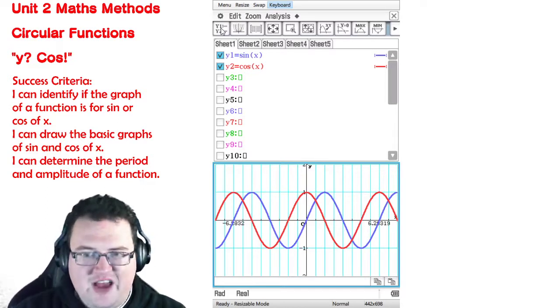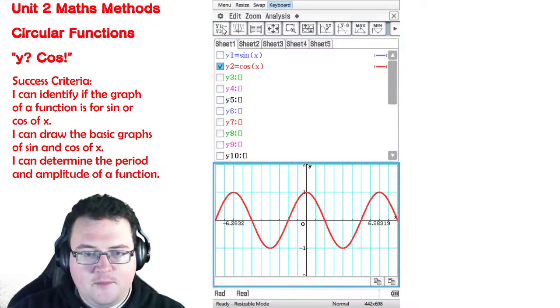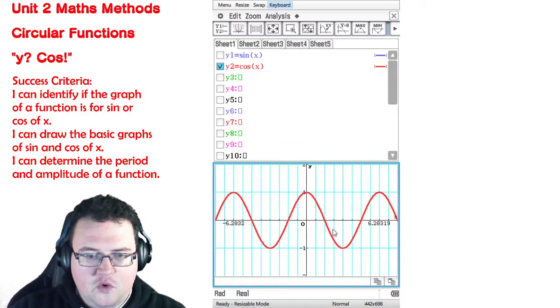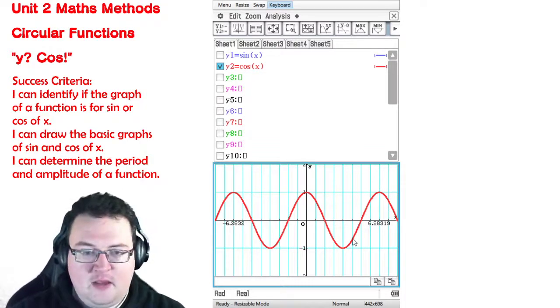These graphs currently have the same period and the same amplitude, in that they both take 2 pi to start repeating themselves again. So I'm going to turn off the blue for now and just look at the red. It starts at a peak over here, goes all the way down, all the way back up, hits the top again, and then keeps repeating itself. Same thing over here, this is negative 2 pi, goes all the way down, all the way back up, and gets back to 0. So it repeats itself inside 2 pi.